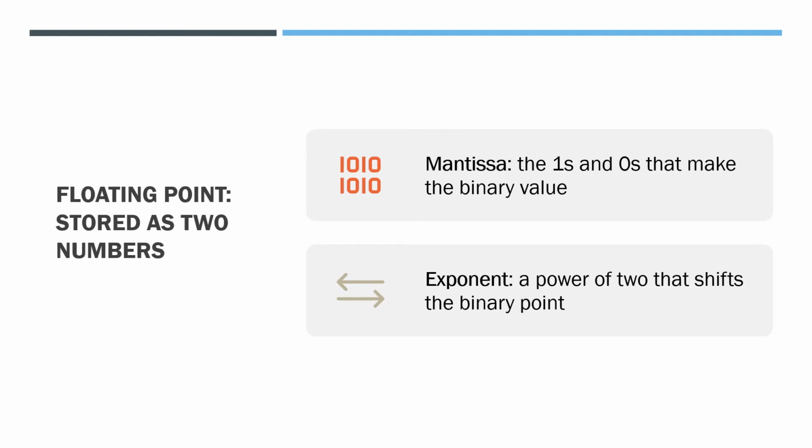A floating point number is stored as 2 numbers in the computer's memory. They're called the mantissa and the exponent. The mantissa is a pattern of 1s and 0s, so it's recording the pattern of 1s and 0s that makes the binary number. And the exponent is a power of 2 that shifts the binary point up and down the byte to left or right to put it into the best position.